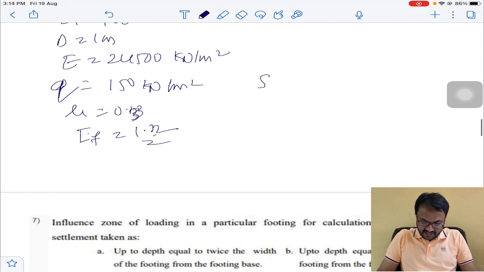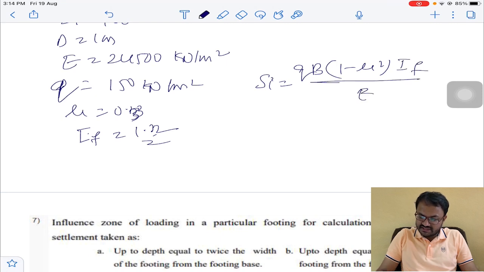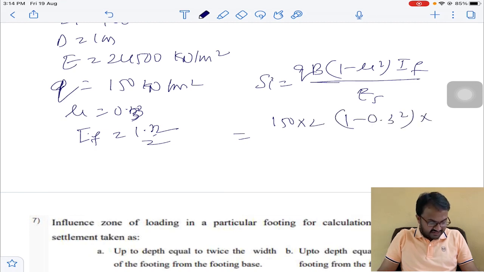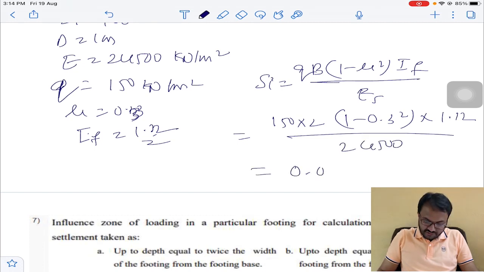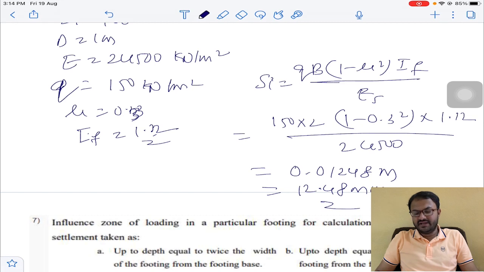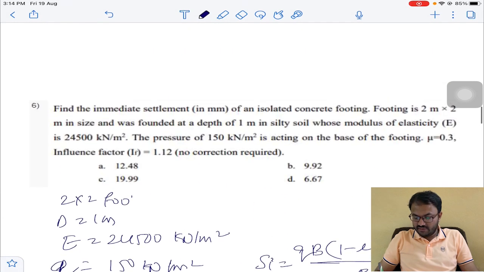So immediate settlement SI is equal to QB into 1 minus mu square into influence factor divided by ES. So substitute: it is 150, B is 2, 1 minus 0.3 square, and IF is 1.12, divided by ES equal to 24500. So it will be 0.01248 meters. So it will be 12.48 mm. Put it directly in the formula, you will get the answer 12.48. Answer A for question number 6.